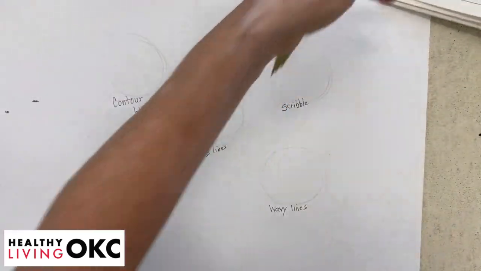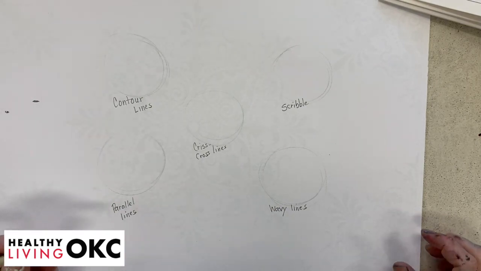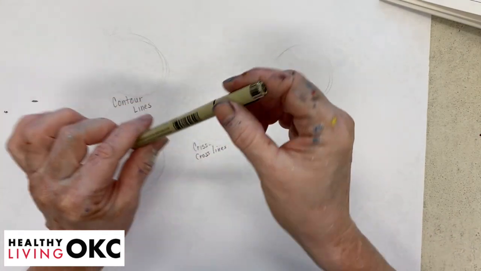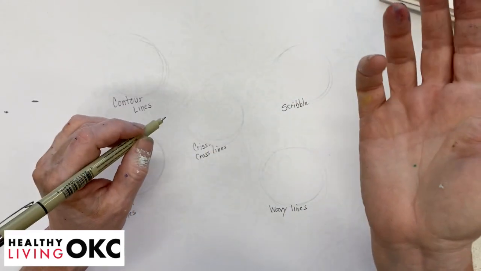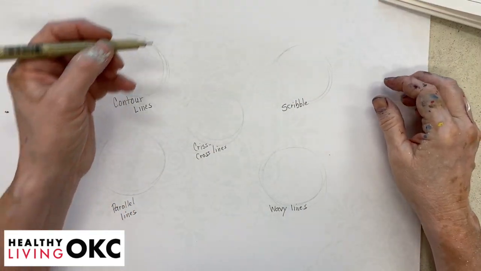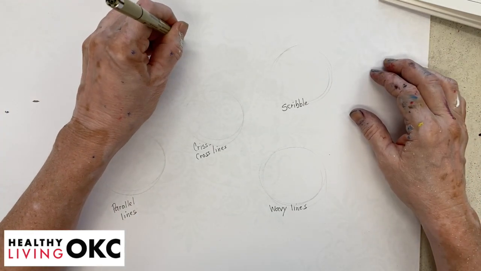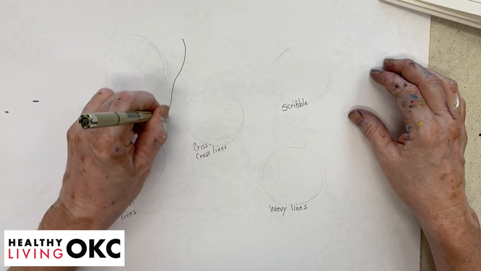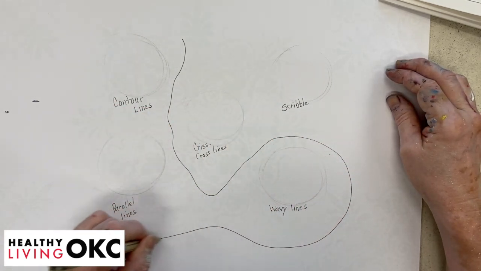So first of all, we just need to talk about what is a line. There's all kinds of lines. The definition of a line is the path of a moving point. So we're going to use, again, micron pens, and I'm using an 05. There's all different kinds, but an 05 is kind of a mid-range. So if we put a dot on the paper and we move it around, the path of a moving point, that becomes a line.